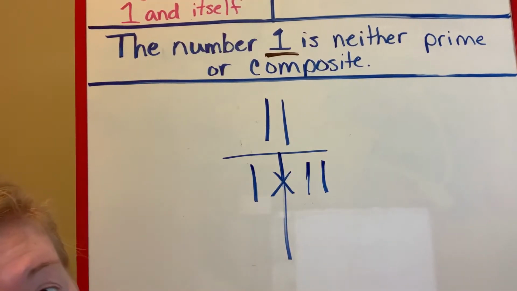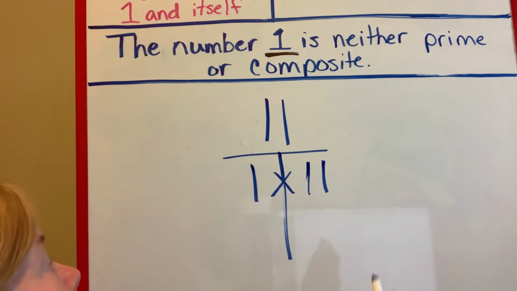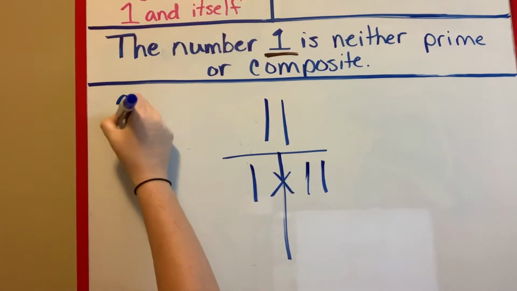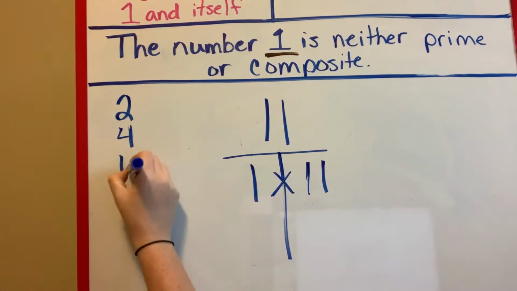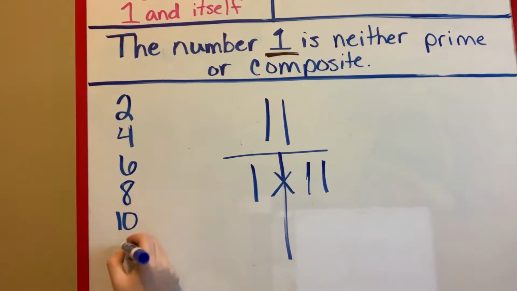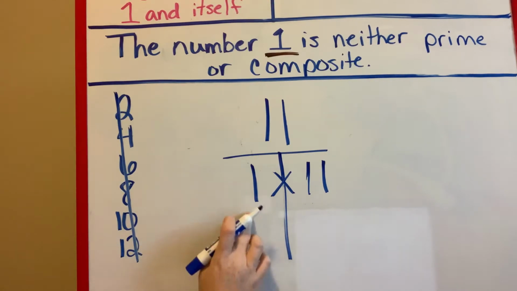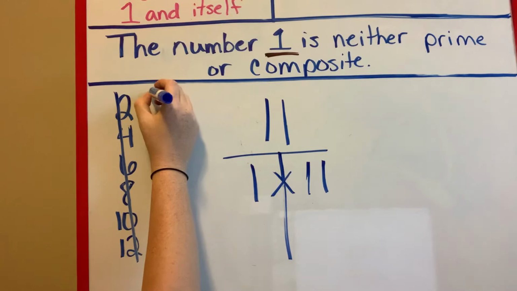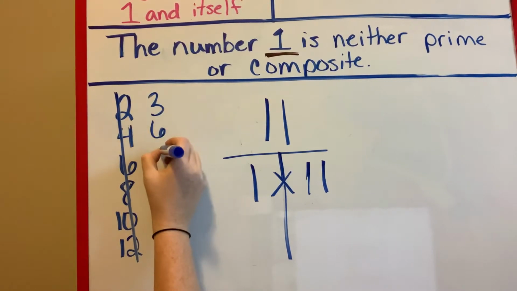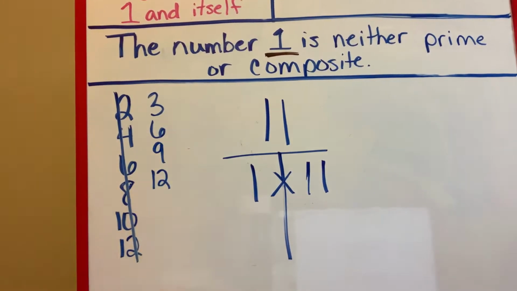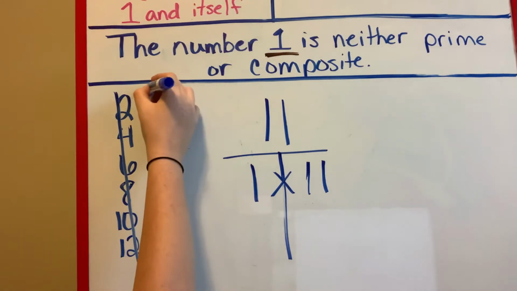Okay, what number do we test next? Perfect, we test 2. Let's skip count by 2s. 2, 4, 6, 8, 10, 12. Did we say 11? No, we did not. So that means 2 is not a factor, so we don't have to worry about adding it. Now we need to test what? Yep, 3. 3, 6, 9, 12. Did we say 11? No, we did not. So is 3 a factor? No, it is not. Okay?